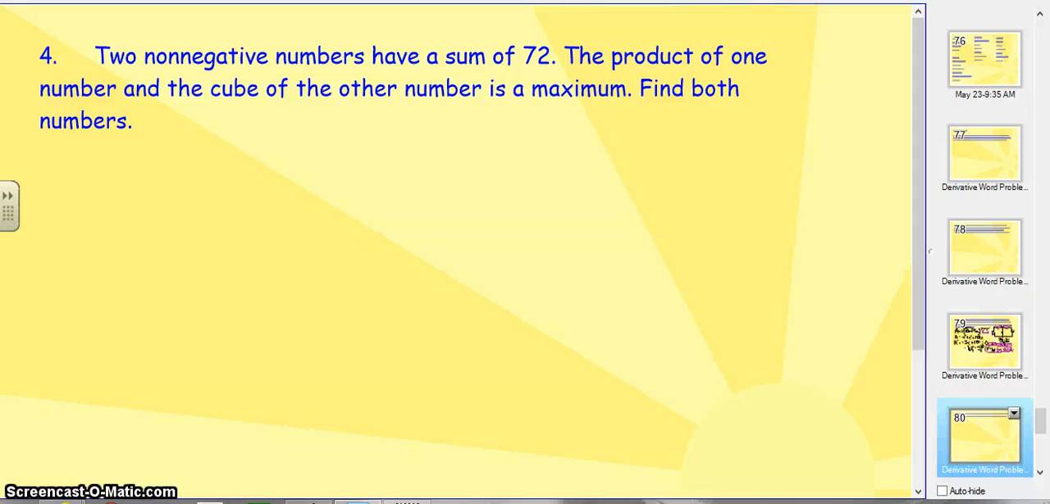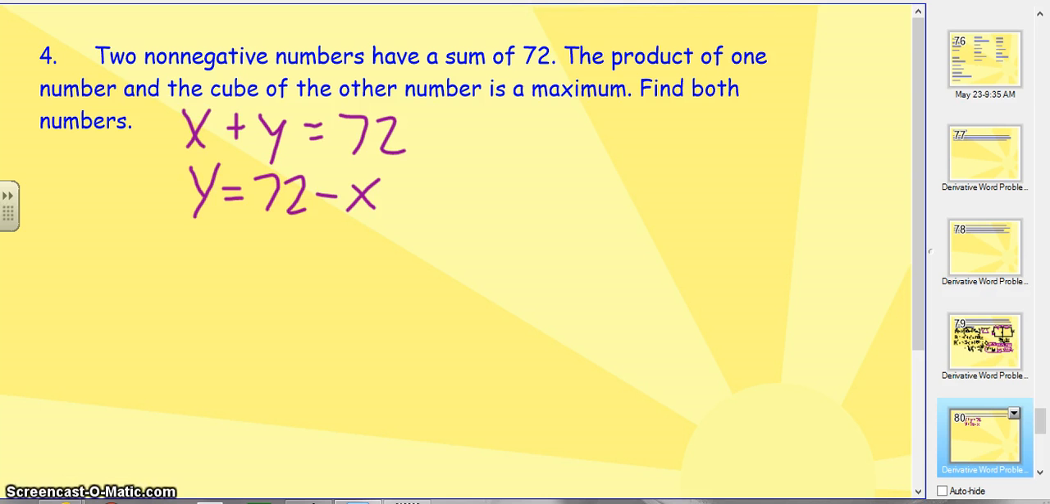Two non-negative numbers have a sum of 72. The product of one number and the cube of the other is a maximum. Find both numbers. Okay, x plus y equals 72. Do we agree with that? Sure. Okay, so remember the first number is x, right? So we want our answer in terms of x. So if I get y alone, it'd be 72 minus x. So my 2 numbers are x and 72 minus x.